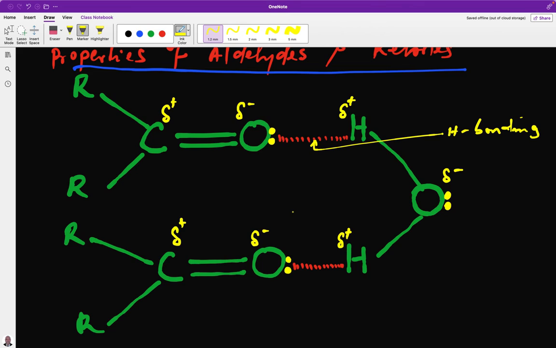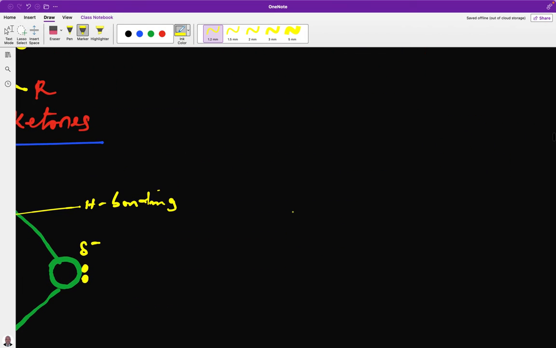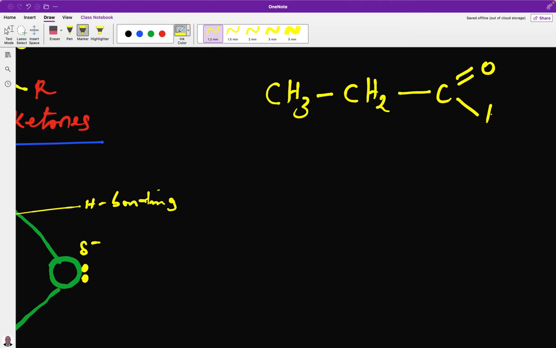As we discussed in our previous video, alkyl groups are electron donating. You will notice that alkyl groups are electron donating. For instance, I want to give an example of an aldehyde. This is an aldehyde here. We have an aldehyde here. This is a propanal, and we have another one here.